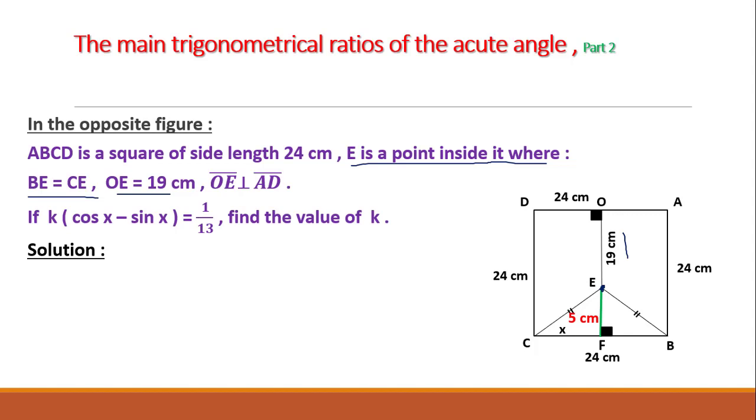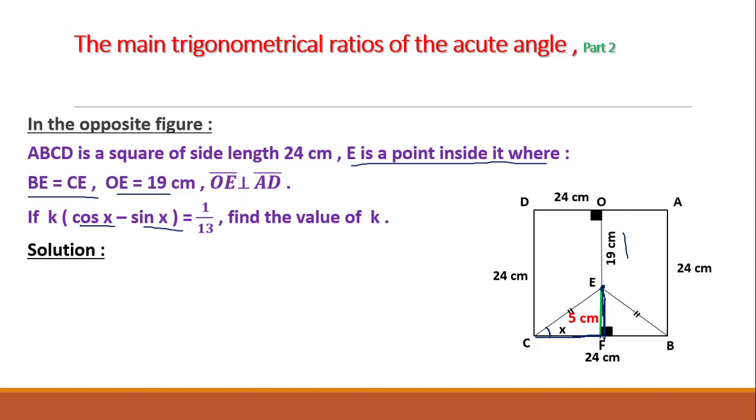If k cosine x minus sine x equals 1 over 13, find the value of k. So I want sine x and I want cosine x. This angle is x. What do we need to get sine and cosine? We need the opposite. This is a right angle. So I need this opposite and we need also the adjacent.